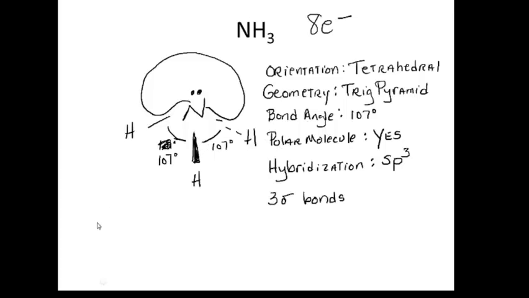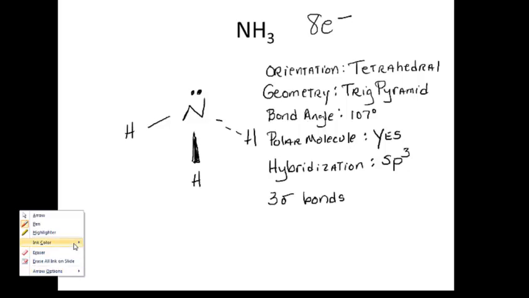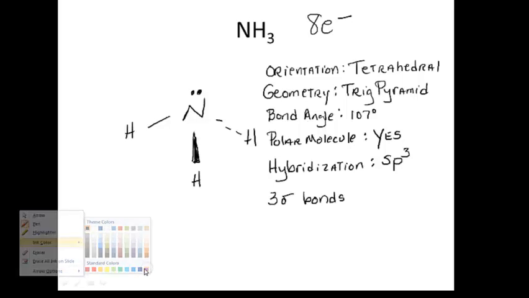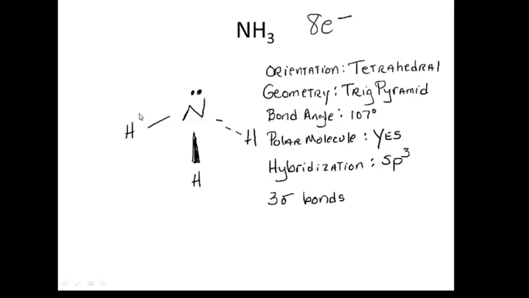Polar molecule, absolutely. The nitrogen is more electronegative than the hydrogen. So the shared pair of electrons is closer to the nitrogen than the hydrogen. The nitrogen is becoming slightly more negative, and all the hydrogens are becoming slightly more positive. Because there's no bond up here to cancel anything out from down here, it will be a polar molecule because of that lone pair. Hybridization, again, a counting issue.